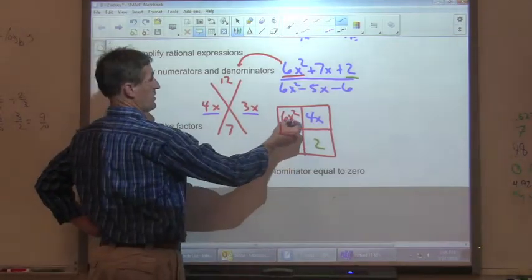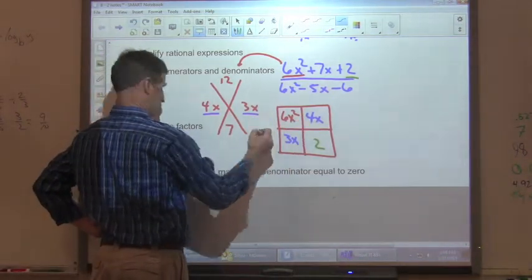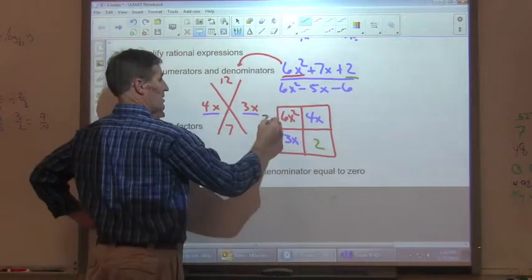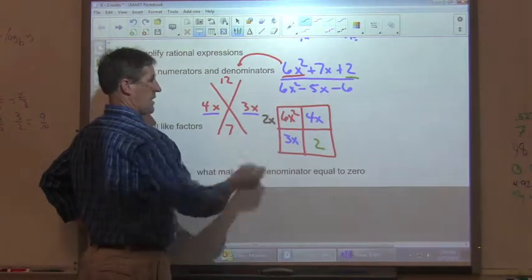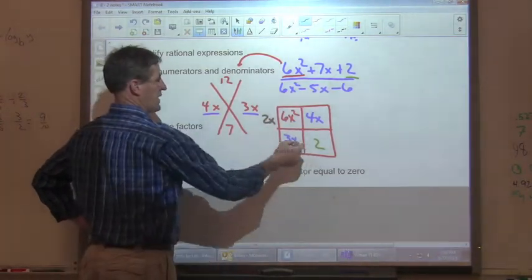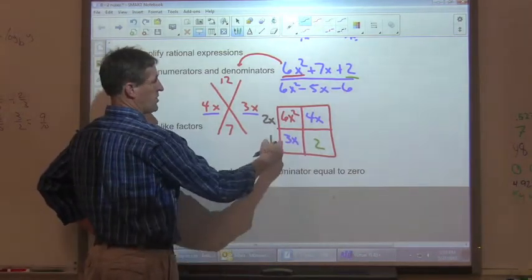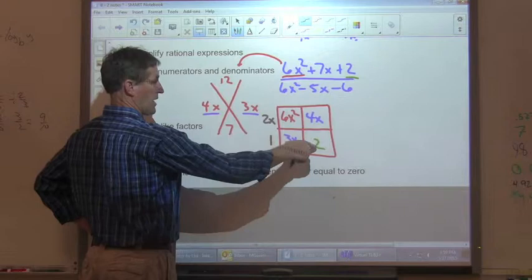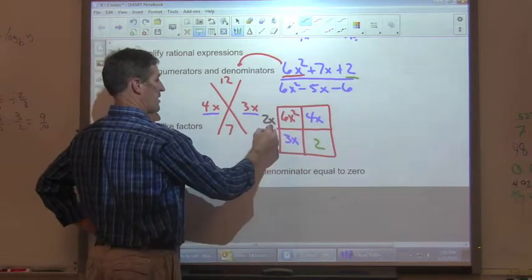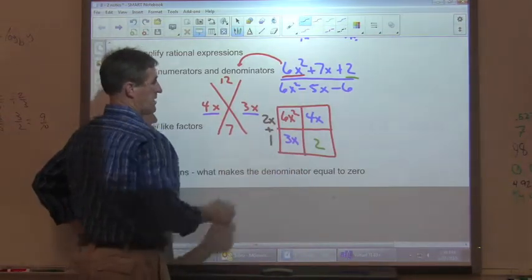The greatest common factor of 6 and 4 is 2x, because I have an x in both. The greatest common factor of 3 and 2 is 1. Remember, your sign is always the first box that you took the greatest common factor out of, so that's plus.